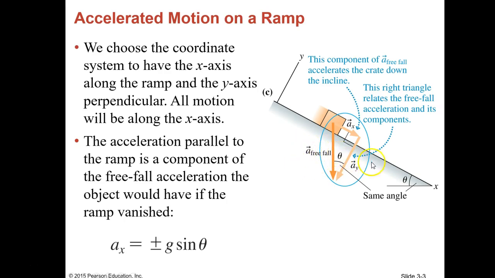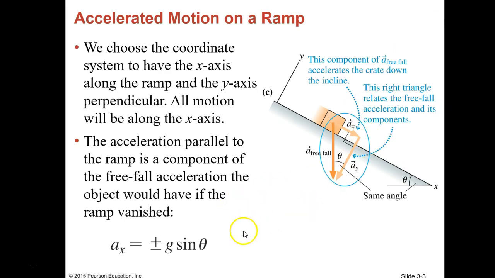So that means as this angle of elevation changes, so does the angle between the free fall acceleration and the y component of your acceleration. You can think about it like this: if this angle gets bigger, so does this, which means that our x component of acceleration increases, which means it's going to go faster down the hill.